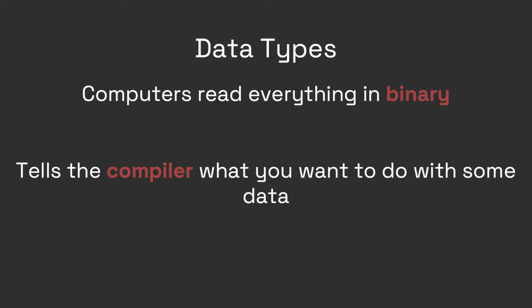Because the computer reads everything at the bare bones as binary, ones and zeros, you need to kind of tell the computer what kind of data it is. Data types essentially tell the compiler, the thing that interprets your code, what you want to do with that data. You are also telling the compiler how much memory you need for a certain variable by declaring the data type. Think of this as specifying how large of a locker you need to represent your data.